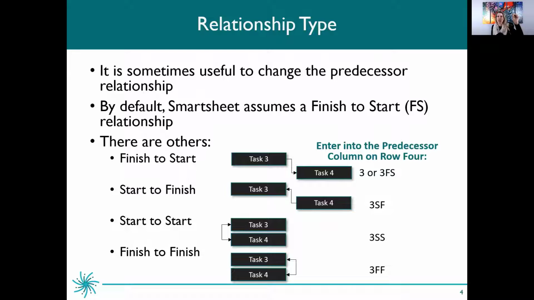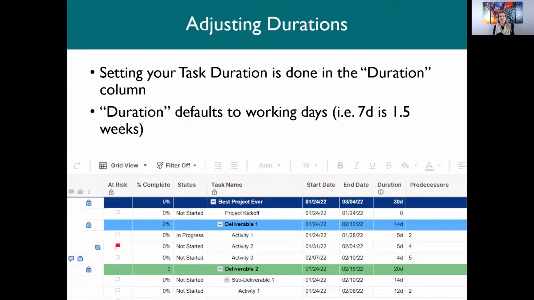So those are some examples. Again, it's going to default finish to start. So you could either just put the row number in there, or you could put the FS behind it. You could then set up a start to finish, if it makes sense, by putting an SF as the predecessor task. You could set up the start to start by putting an SS, and then you could set up a finish to finish with an FF. So those are the different types of relationships that you could build into your project schedule.